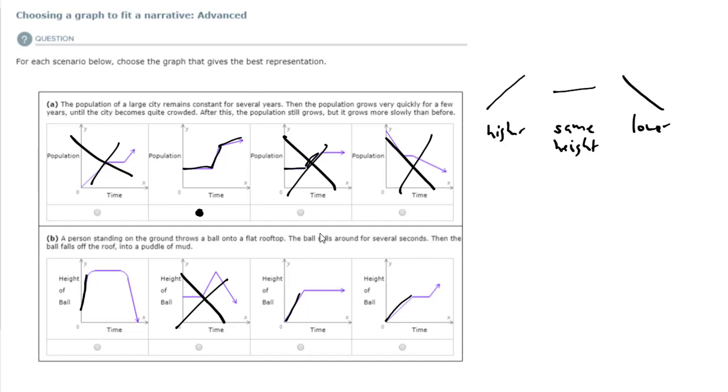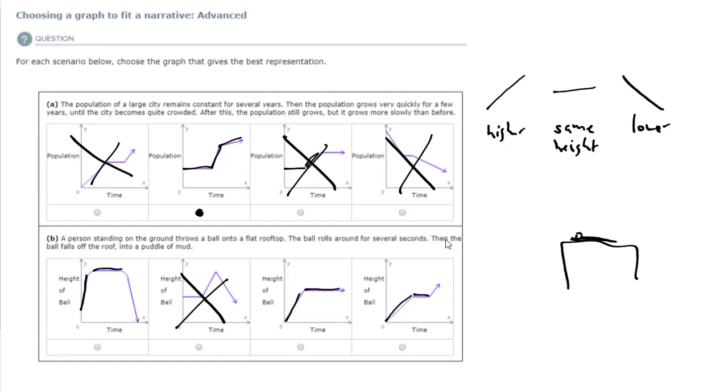Next sentence, the ball rolls around for several seconds. So it's on the roof, it rolls around. If the ball's rolling around on a roof, you could just imagine the ball on a roof. If it's rolling around on the roof, that means that the height is going to be the same. So the next part, I can see that the height should be the same, the height should be the same, and the height should be the same. So it looks pretty good so far.